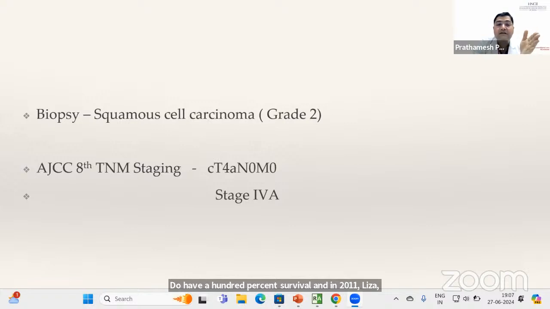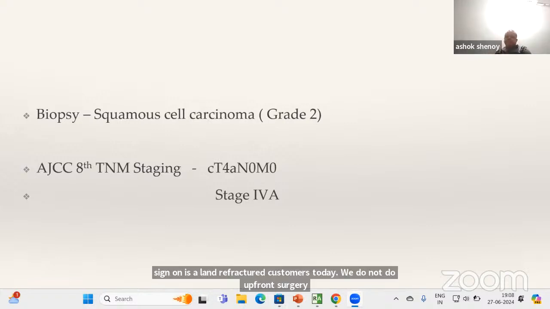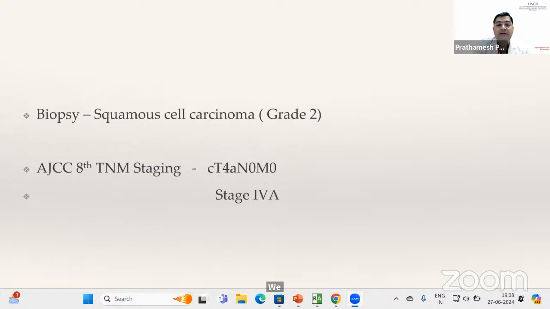The sinonasal undifferentiated carcinomas today, we do not do upfront surgery. After having diagnosed them and ruled out a SMARCB1 and NUT carcinoma, if they are truly SNUCs, and you give them neoadjuvant chemotherapy, and there's an 80% response, all of them will be sent for chemoradiation.